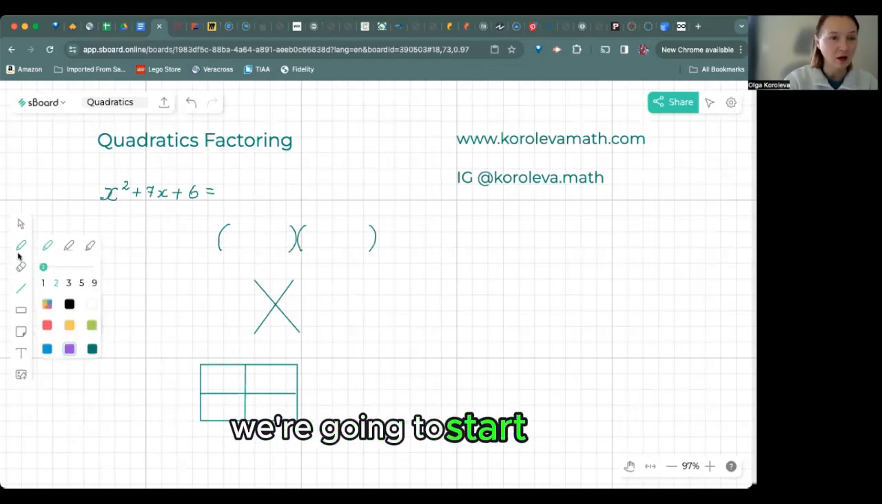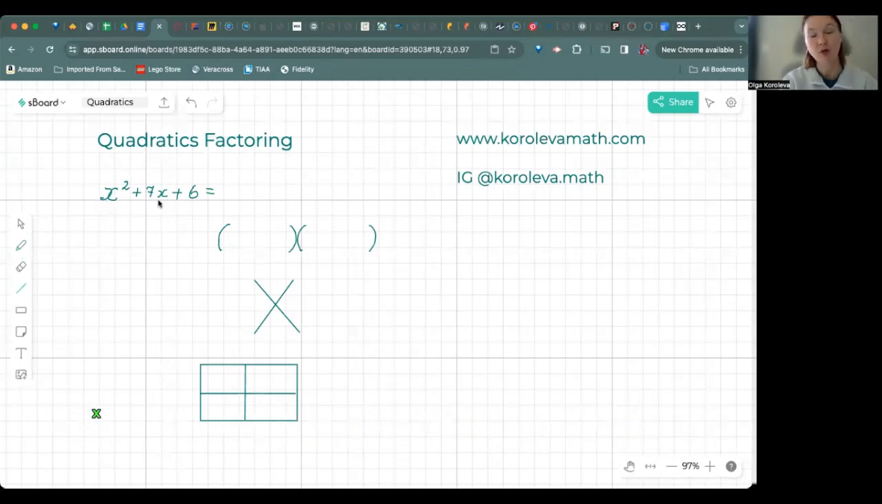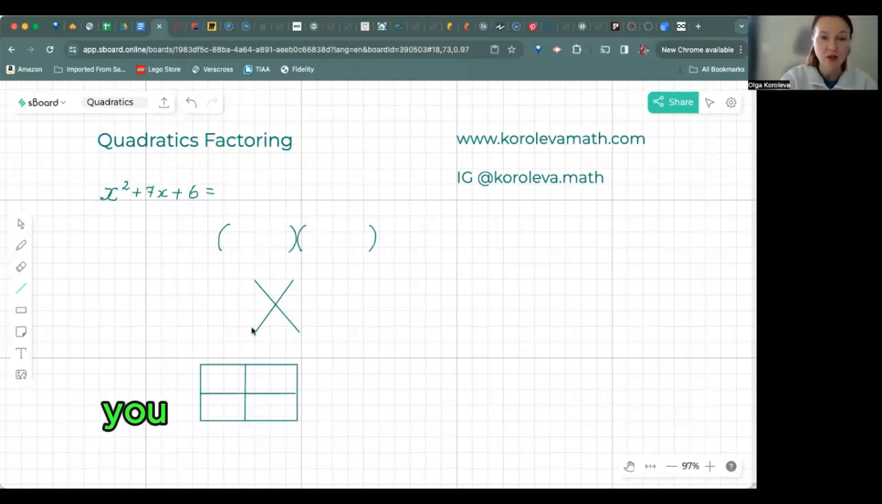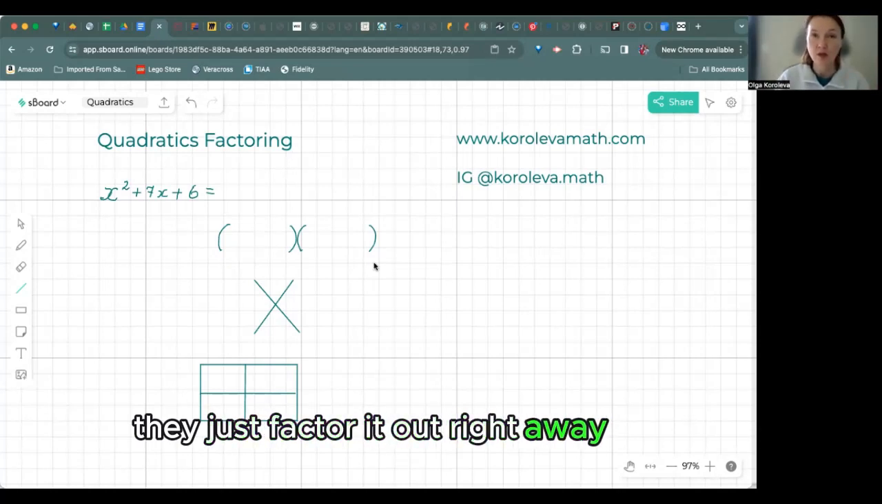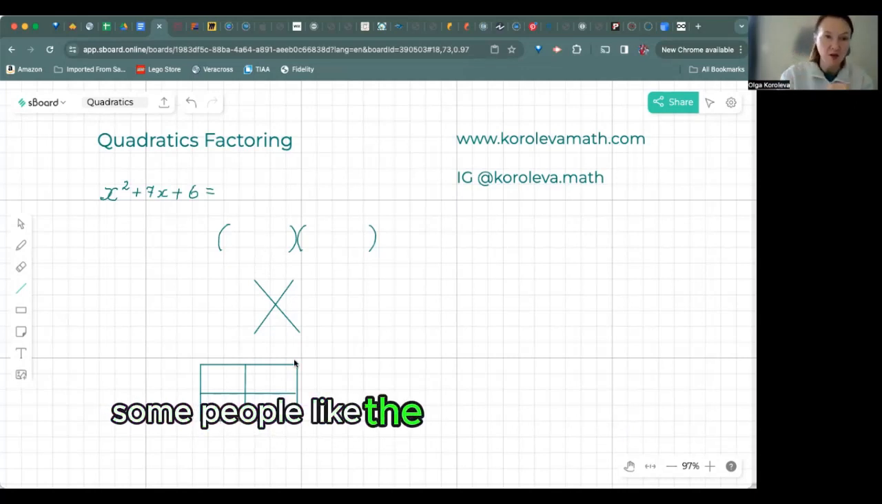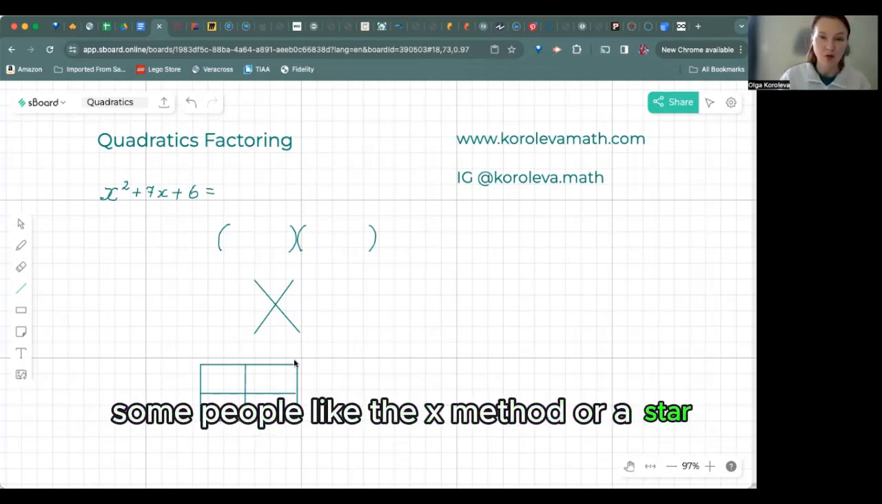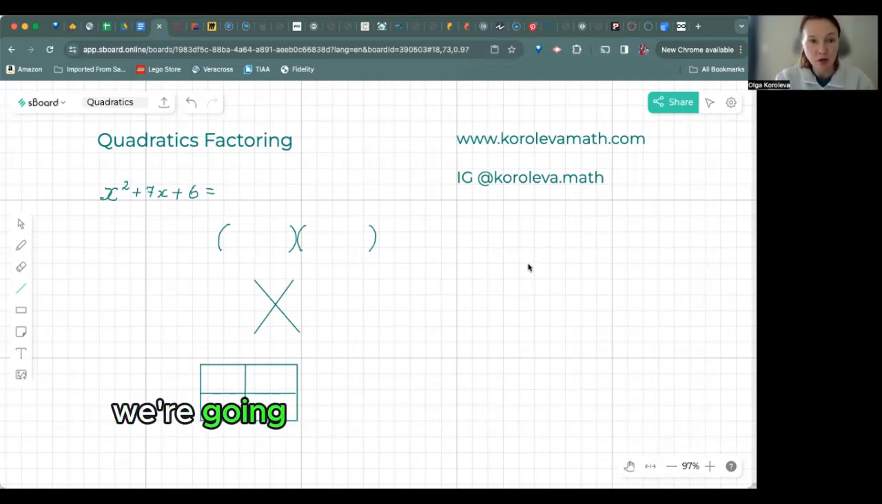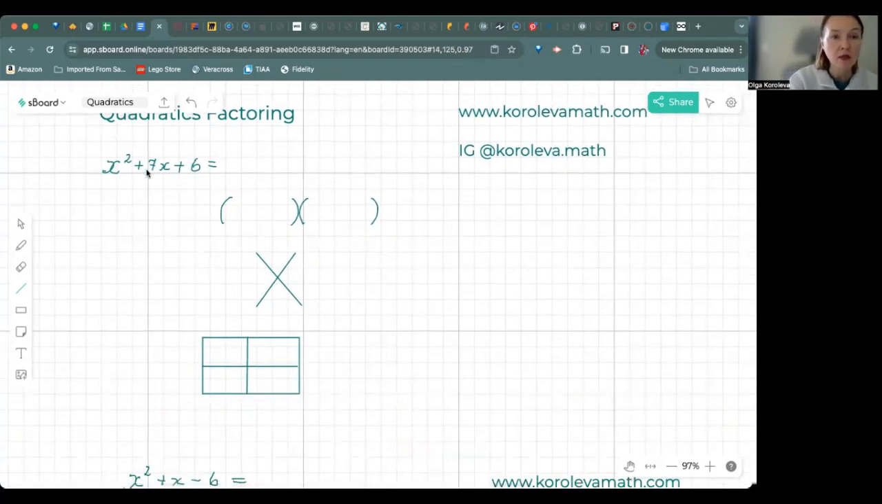We're going to start with the expression x squared plus 7x plus 6. You can see there are different methods that you can use here. Some people just factor it right away using Viete's theorem. Some people like the x method, or a star or a snowflake, and some people like the box method. We're going to look at all three of them right away.